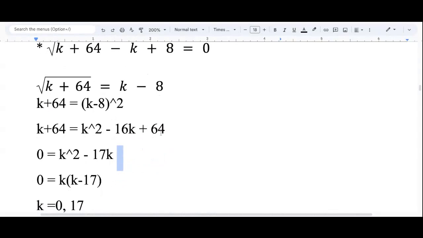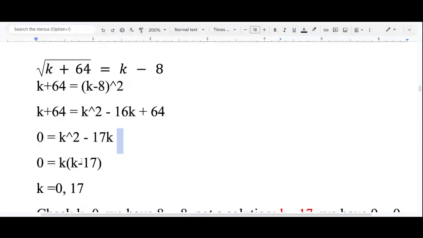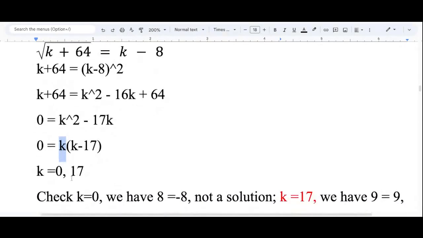Minus 64 on both sides, this is 0. Then we have k squared minus 16k minus k, that becomes minus 17k. Now we factor out a common factor k. So k squared minus 17k is written as k times k minus 17. So we have 2 solutions, k equals 0 and 17, by using the zero property.